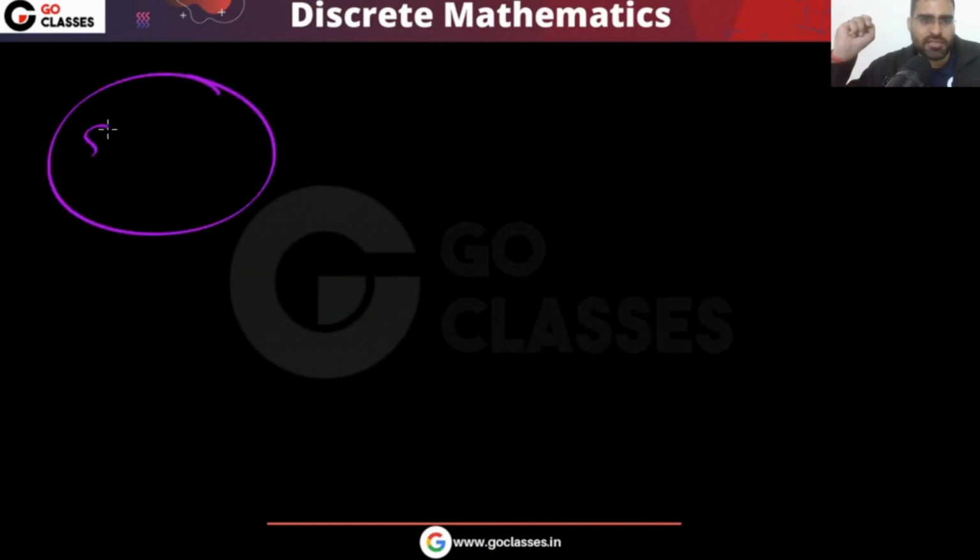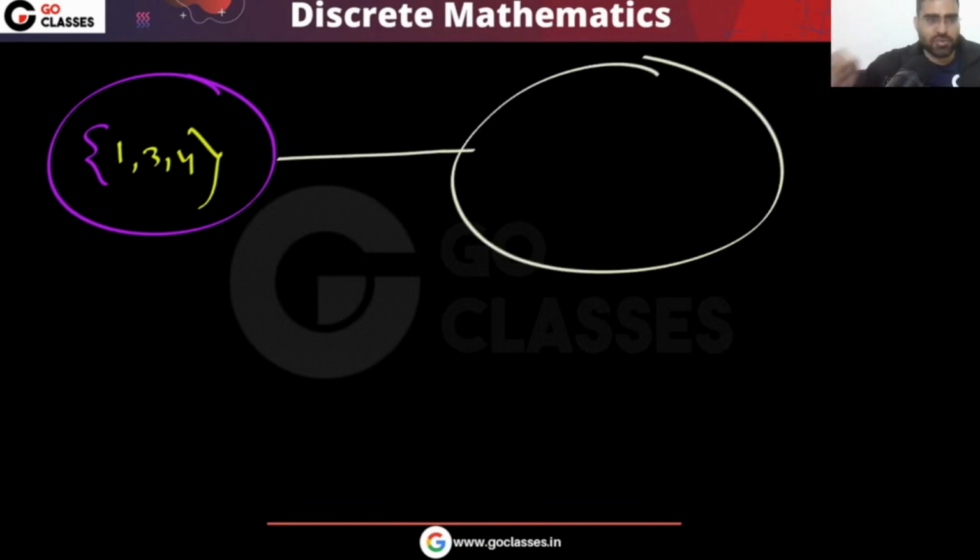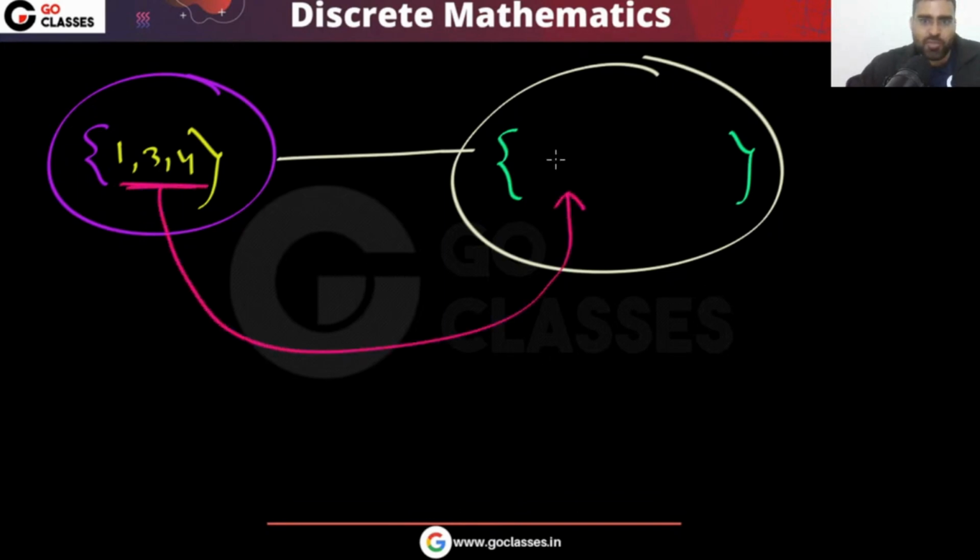This is your vertex. Your vertex is 1, 3, 4. Now what can you do? This vertex, see, this will be adjacent to whom? Just think about it. This will be adjacent to that person which has 2 elements from here. Exactly 2 elements from here should come.